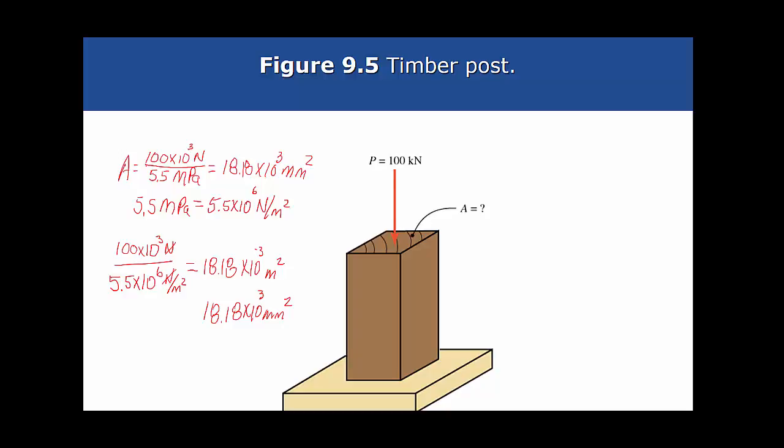Note from Appendix E, Table E2, a nominal 150 millimeters by 150 millimeters square timber member has a cross-sectional area of 19.6 times 10 to the third millimeters squared, based on dressed dimensions of 140 by 140. Therefore, select the 150 by 150 timber.